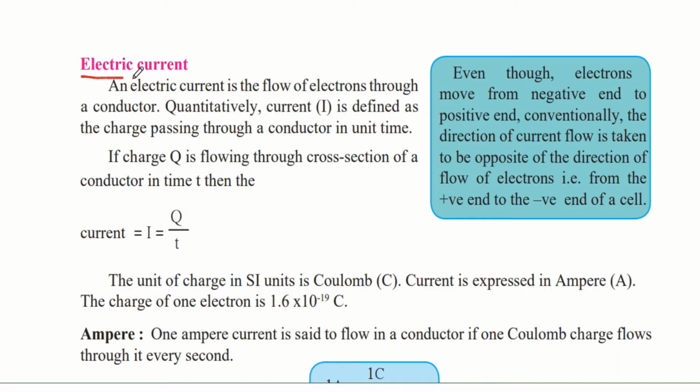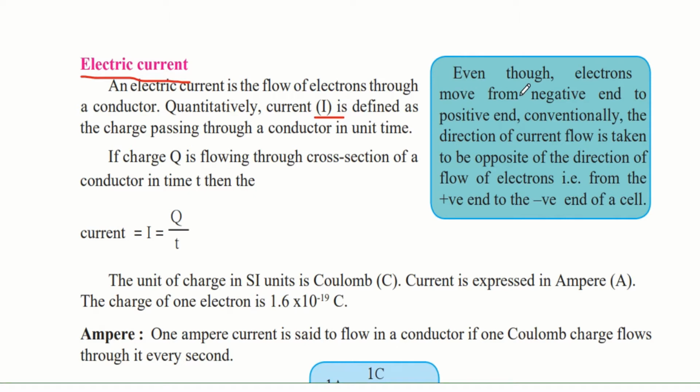Now let's study about the electric current. An electric current is the flow of electrons through a conductor. Quantitatively, current is denoted by I and it is defined as the charge passing through a conductor in unit time. So that is the definition of current. It is defined as the charge passing through a conductor in unit time.